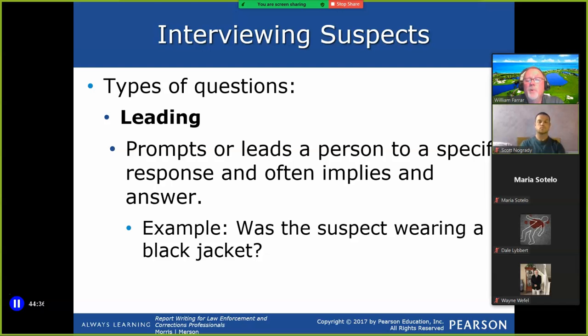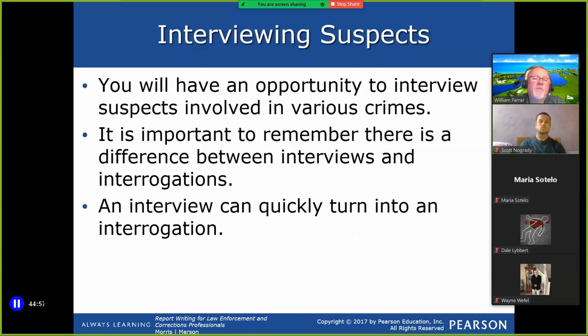A better way to put that would be maybe two questions. What was the person wearing? And if they said he was wearing a jacket, you could say, at the very least, what color was the jacket? Instead of, was he wearing a black jacket? Because you don't want to give them the answer. So these are important things to know about questions.